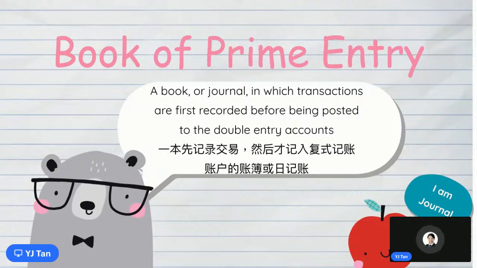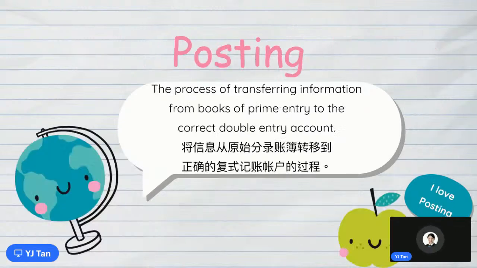First of all, book of prime entry. The definition of it is a book or a journal in which transactions are first recorded before being posted to the double entry account. And the action of doing so is posting. The process of transferring information from the books of prime entry to the correct double entry account, which means the ledger. So this is the next process.